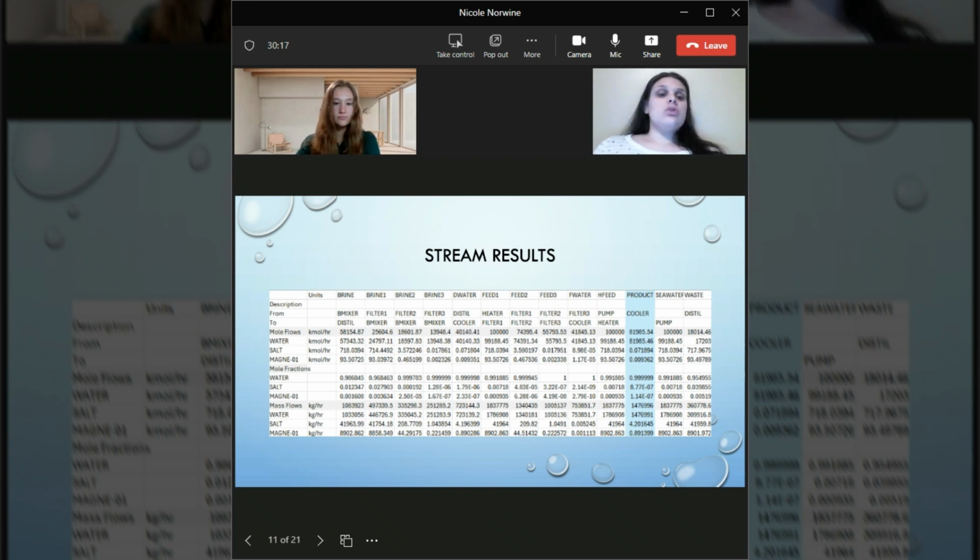So these are the stream results we achieved. The highlighted column is going to be our final product stream. And so, like I mentioned earlier, we had 100,000 kilomoles per hour of seawater coming in, and we were able to produce pretty much 82,000 kilomoles per hour of fresh water leaving our plant.